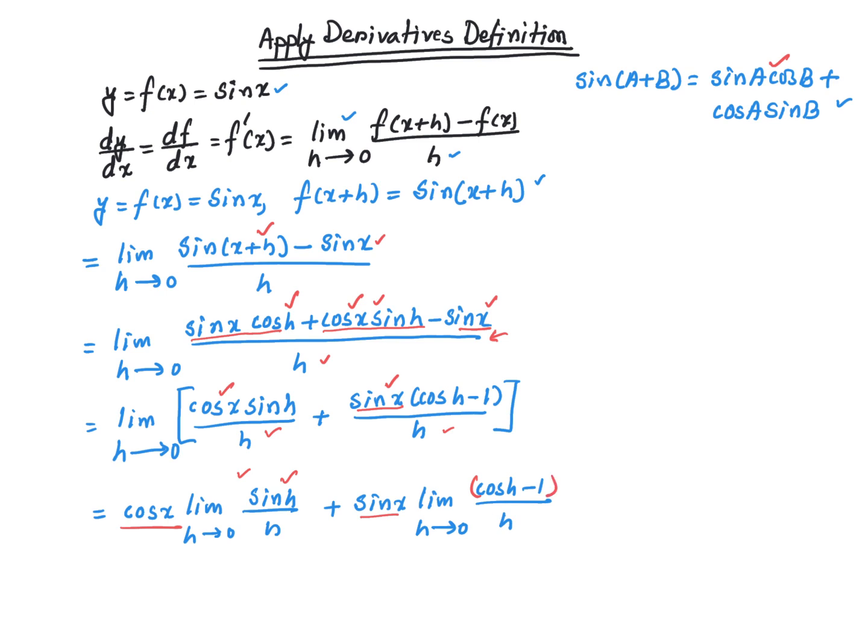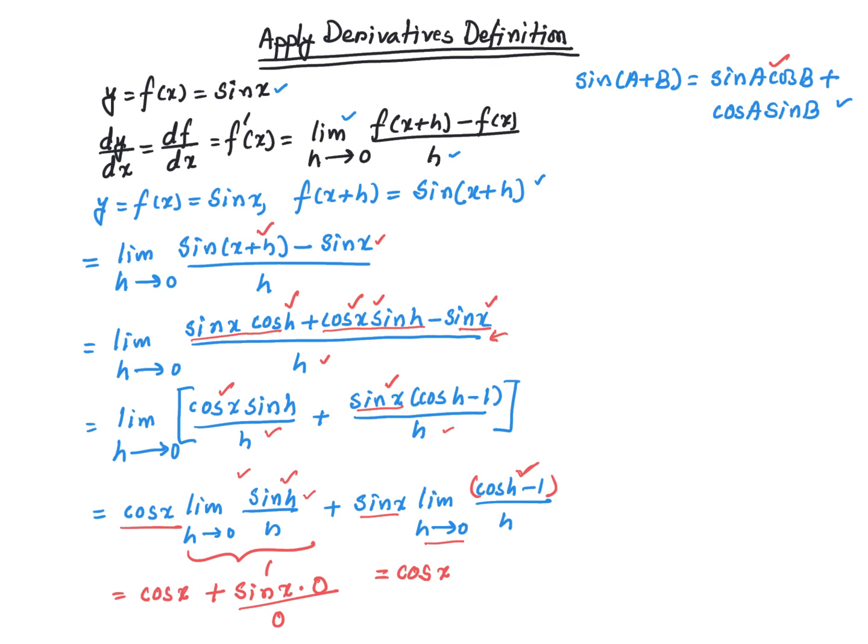Now this is something you're expected to know. Limit h approaches 0 of sine of h over h is actually 1. So that's going to give me cosine of x times 1, which is just cosine of x, plus sine of x times the limit h approaches 0 of cosine of h minus 1 over h. That, by the way, is actually 0, and that's something you have seen before. So this is an assumption I'm making that you know. So limit h approaches 0 of cosine of h minus 1 divided by h is 0. That takes care of this term, which becomes 0. So I have cosine of x.